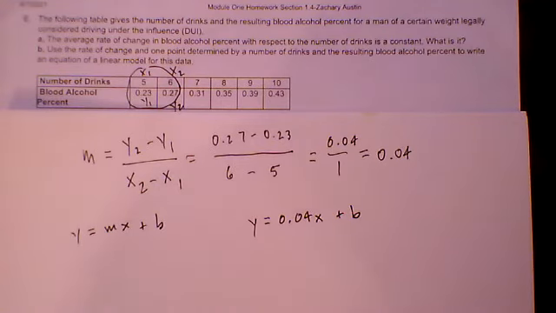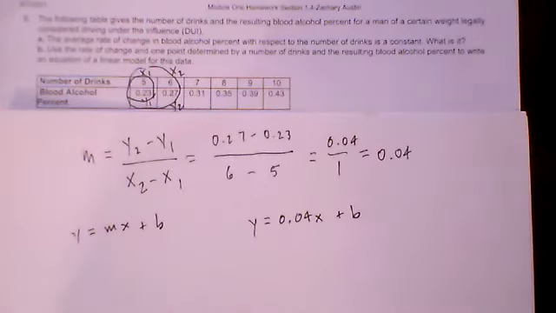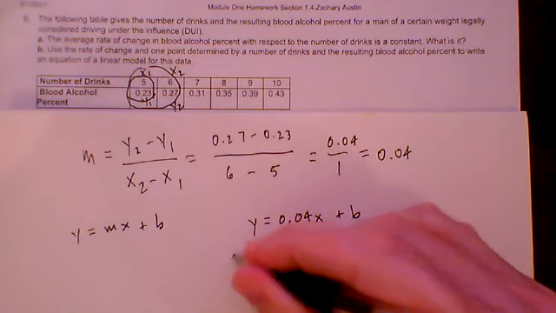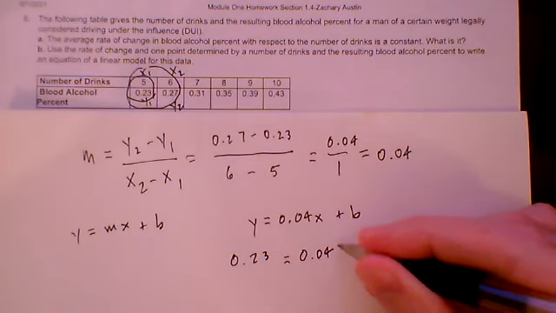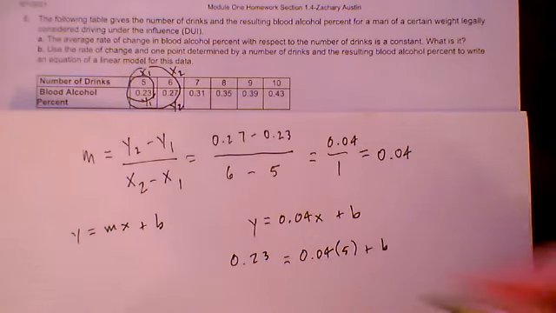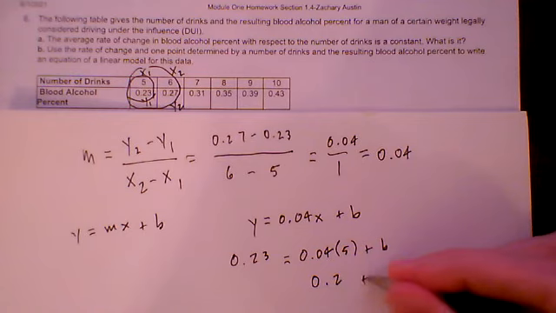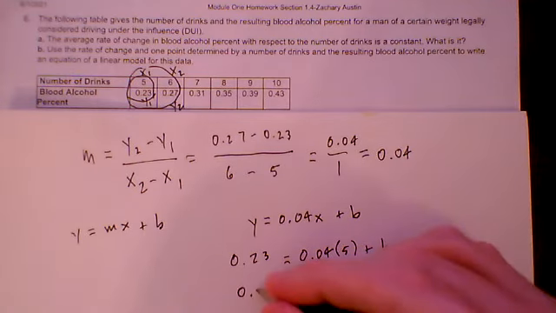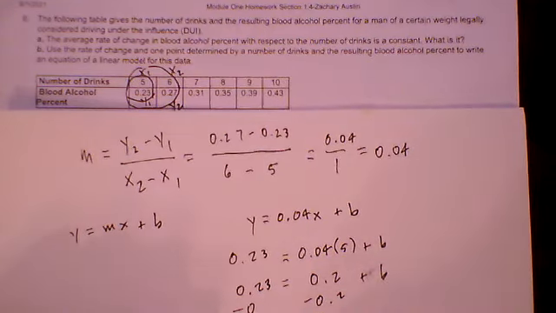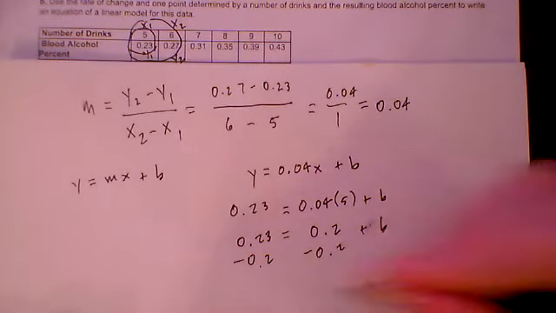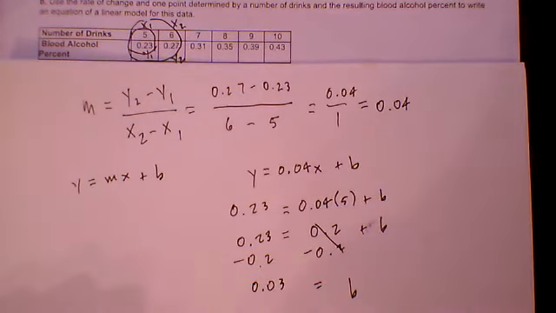How am I going to do that? Well, I'm just going to pick one of my points. It doesn't matter which one. I'll choose this first one here. There's an X and a Y in this, and I'm just going to plug them in. My Y value is 0.23. Plug that in over here. My X is 5. I'll work that out. Start here, 5 times 0.04. Put that in your calculator. Then I'll subtract 0.2 from both sides so I can get the B on one side. And that gives me that B is 0.03, and I'm done.